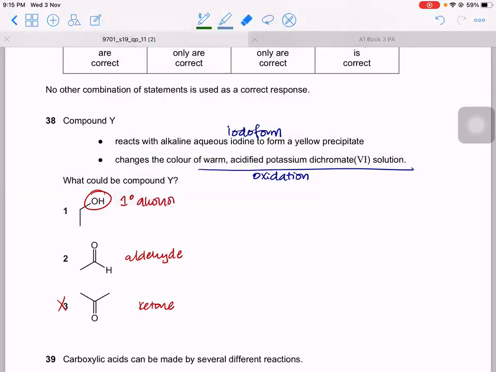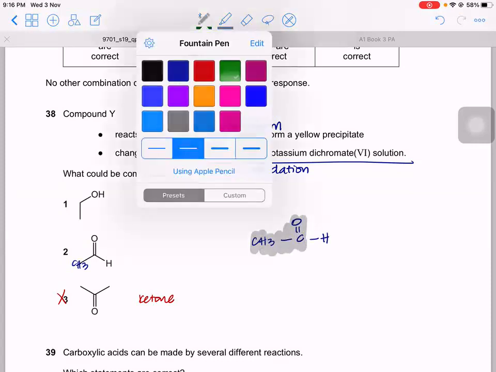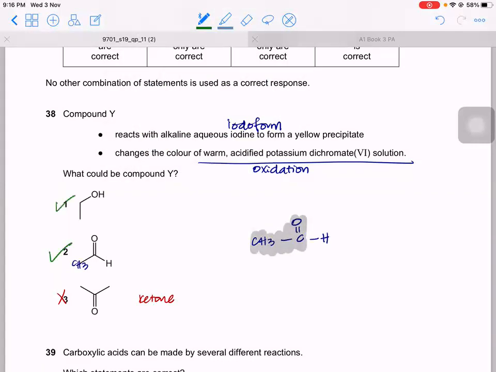Now let's check 2. If 2 is right, answer is B. If 2 is wrong, answer is D because we've already eliminated 3. Now let's check iodoform. For carbonyls to show iodoform, you must have a carbonyl carbon with a CH3 next to it. In this, do you see you have a CH3 with a C double bond O? So yes, it will show positive iodoform. This is correct. This will also be correct. Therefore, the answer is B.